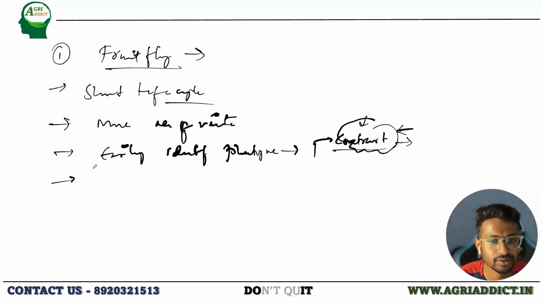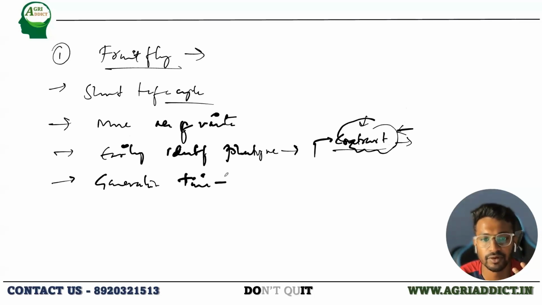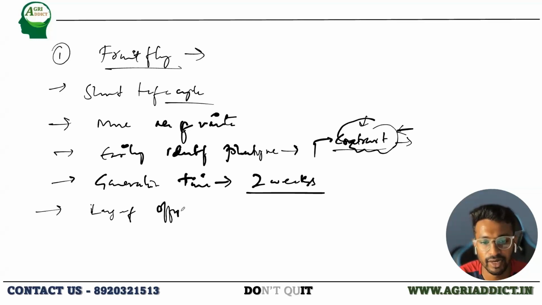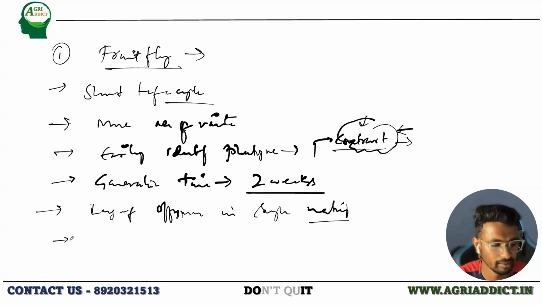Okay. So these are the points. What about generation time? You just left the most important point. The generation time of these fruit flies is just 2 weeks, which makes it an ideal experimental material. Along with it, it can provide a large number of offsprings in a single mating. So it will save a lot of time, energy and resources that we use, right? So, a large number of offsprings in a single mating.